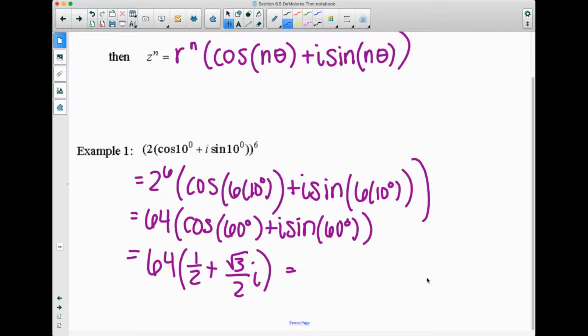All right, so half of 64 gets me 32. Good. And then 32 root 3. Okay. Any questions so far?